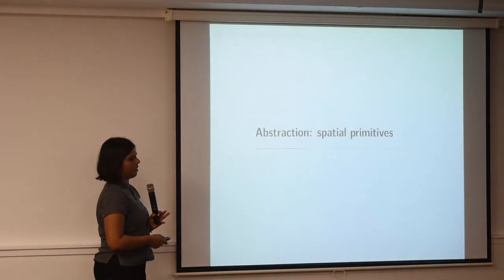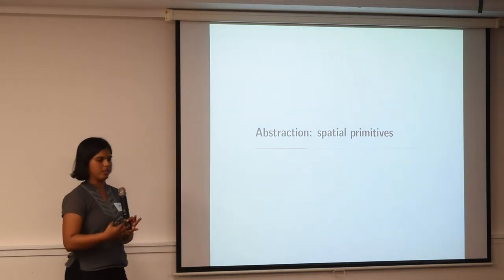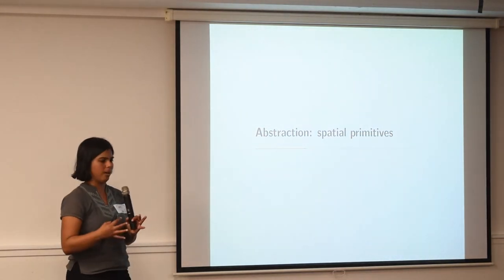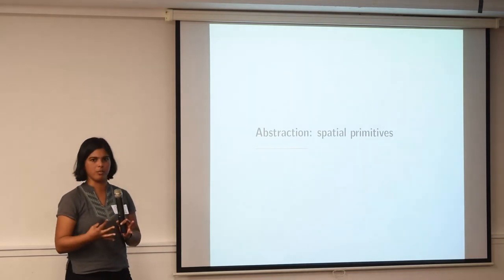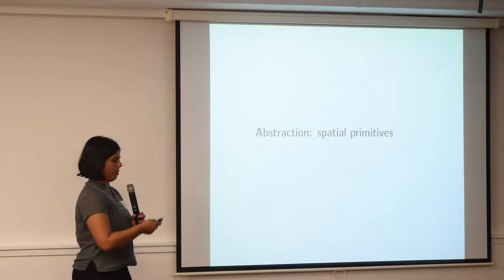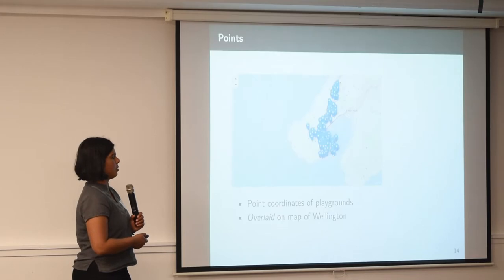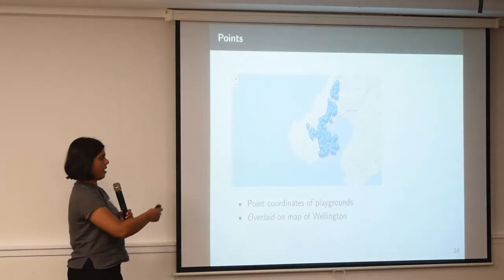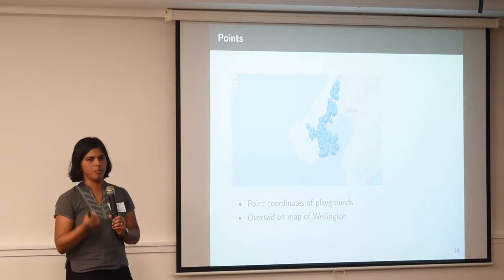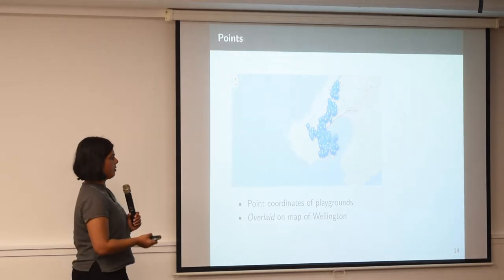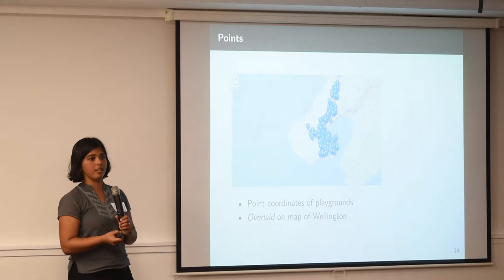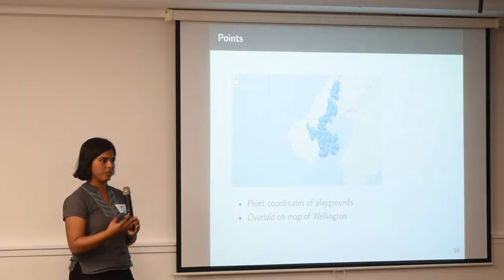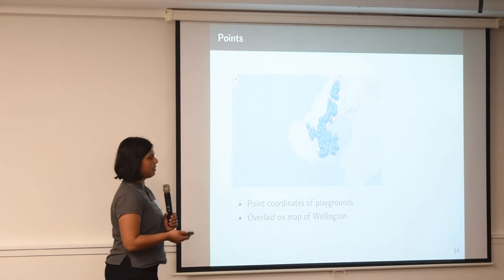And then you start getting into the abstraction. And this is where it's really interesting, you need to know a little bit about spatial data and spatial objects to do anything with them. So, a brief introduction to what spatial primitives are. These are a whole bunch of points. They're the locations of playgrounds. And that's the most simple spatial primitive that you can have, just a point. It's got a coordinate, usually latitude, longitude, but you can have other coordinate systems as well, like easting and northing and so on.